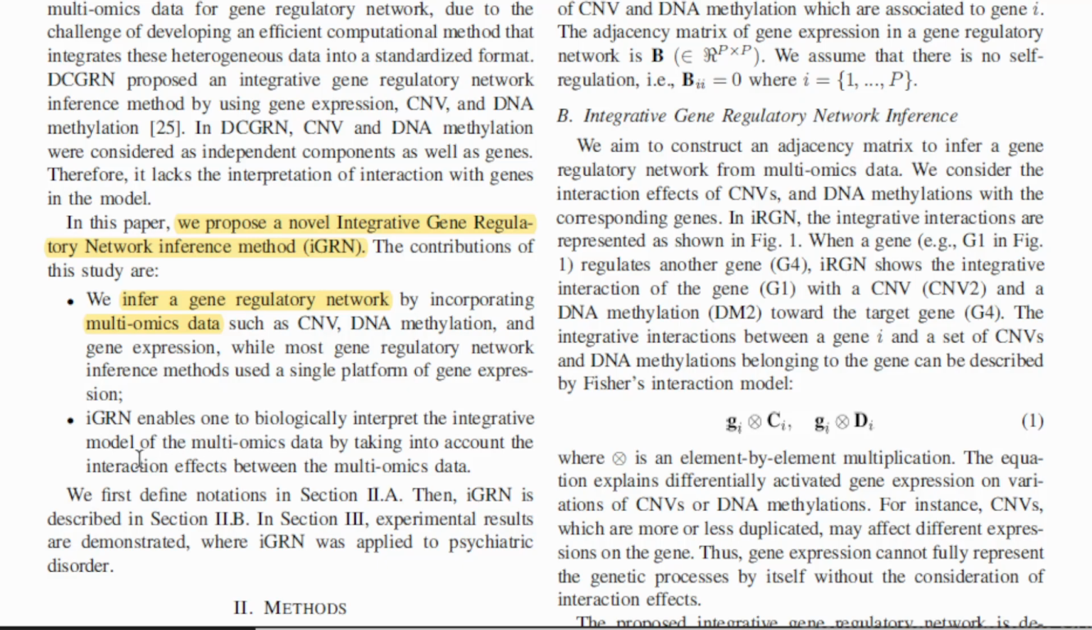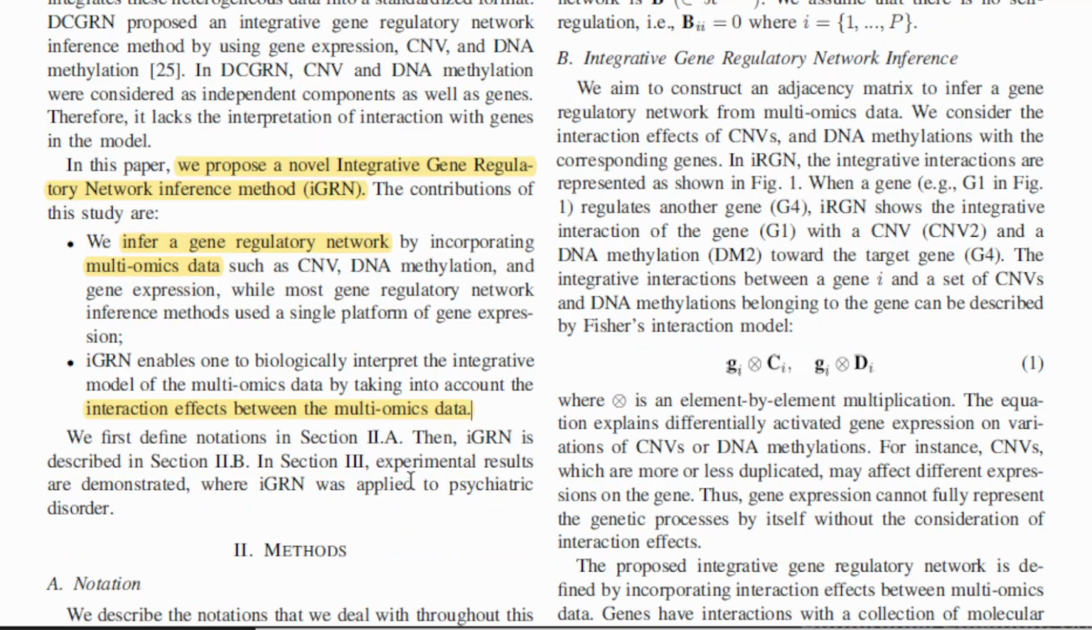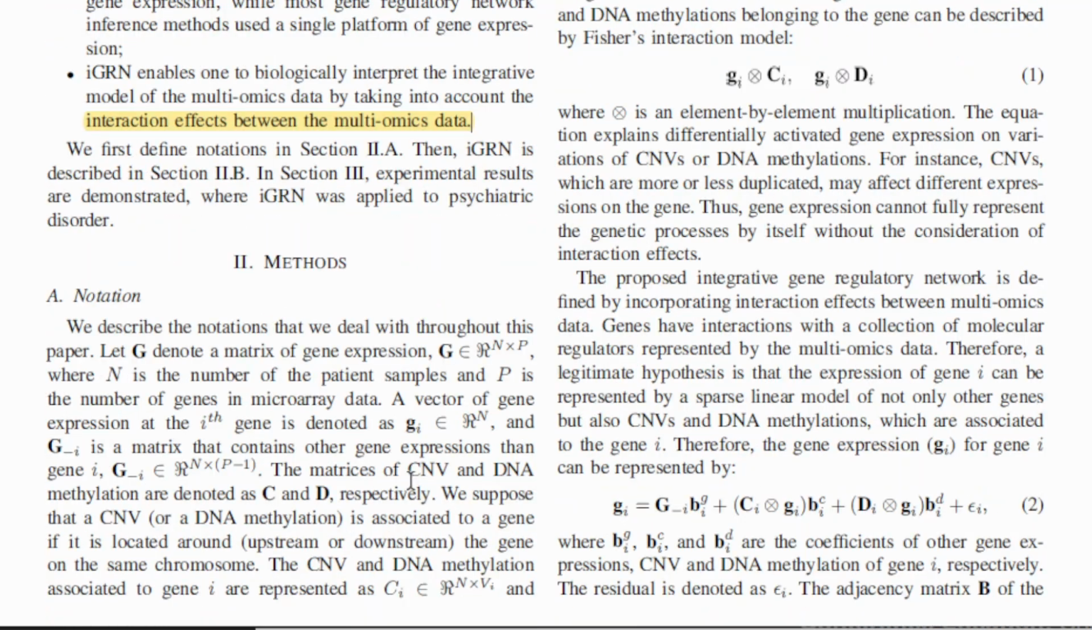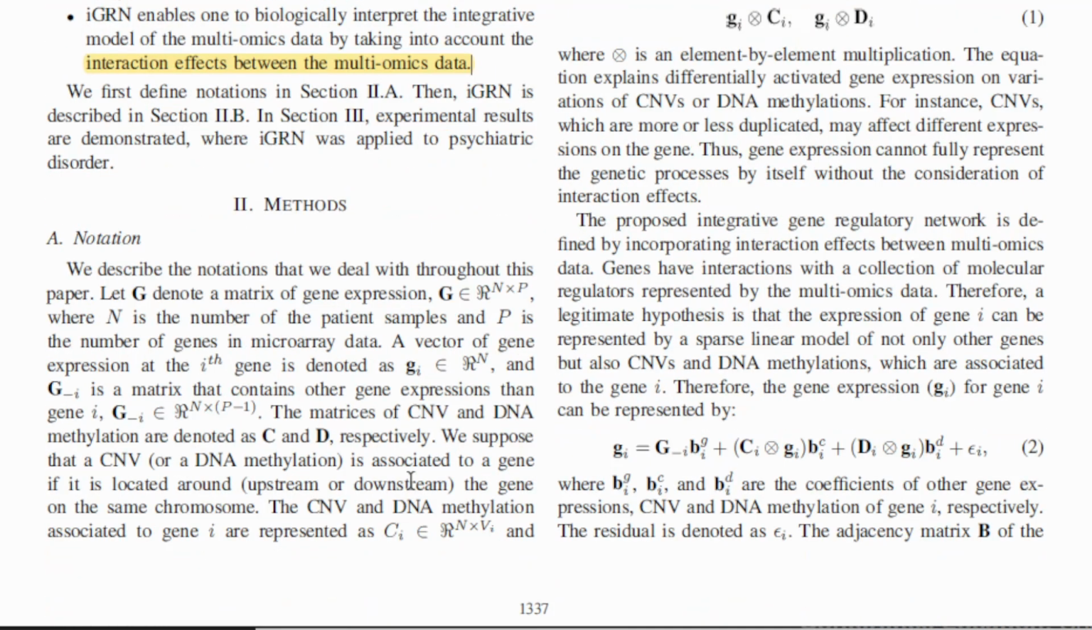2. Methods. A. Notation. We describe the notations that we deal with throughout this paper. Let G denote a matrix of gene expression, N×P, where N is the number of patient samples and P is the number of genes in microarray data. A vector of gene expression at the ith gene is denoted as G_i, and G_-i is a matrix that contains other gene expressions than gene i, N×(P-1). The matrices of CNV and DNA methylation are denoted as C and D, respectively.